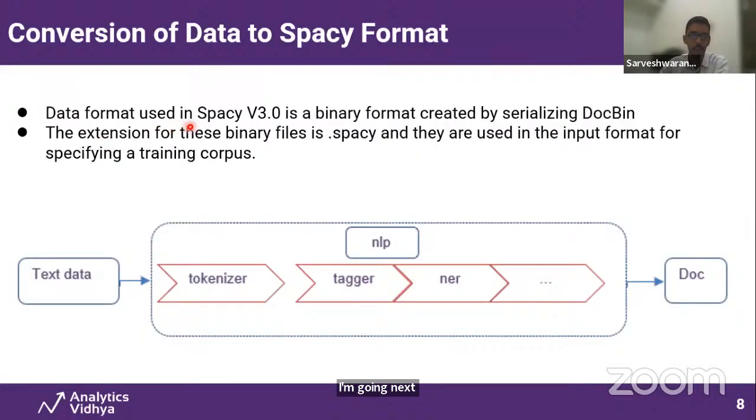So the data format used in Spacy, especially version 3, is the binary format, the document format created by serializing the DocBin. So you call it a DocBin. The extension of these binary files is .spacy, and they're used as the input format for specifying the training data. Right, so you get the text data, you tokenize the data, the tagger, and you put in the named entity recognizer, and you get the doc. I'll quickly show it to you.